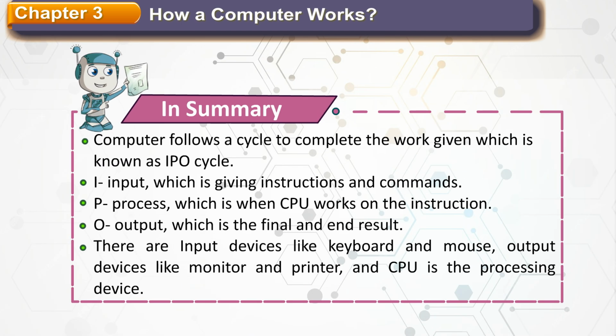In summary, a computer follows a cycle to complete the work given, which is known as the IPO cycle. I, input, which is giving instructions and commands. P, process, which is when the CPU works on the instruction. O, output, which is the final and end result. There are input devices like keyboard and mouse, output devices like monitor and printer, and the CPU is the processing device.